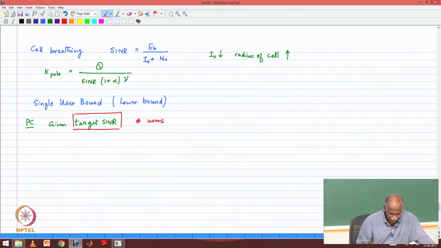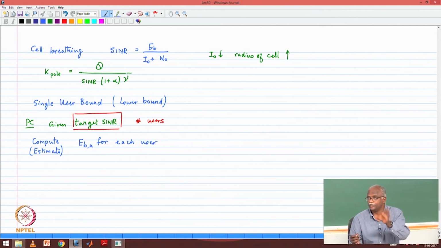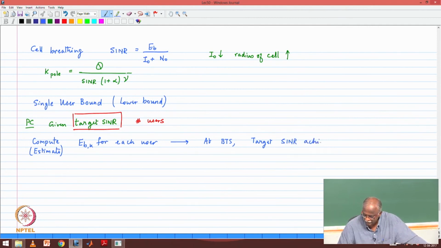Given the target SINR and the number of users, the task for the algorithm at the base station is to compute or estimate the energy or the signal level that it has to transmit, E_B, for each user. Maybe we should give it a subscript k. For each user you have to tell what is the power level with which they have to transmit, such that at the base station the target SINR is achieved for that user, in this case for each of the users.